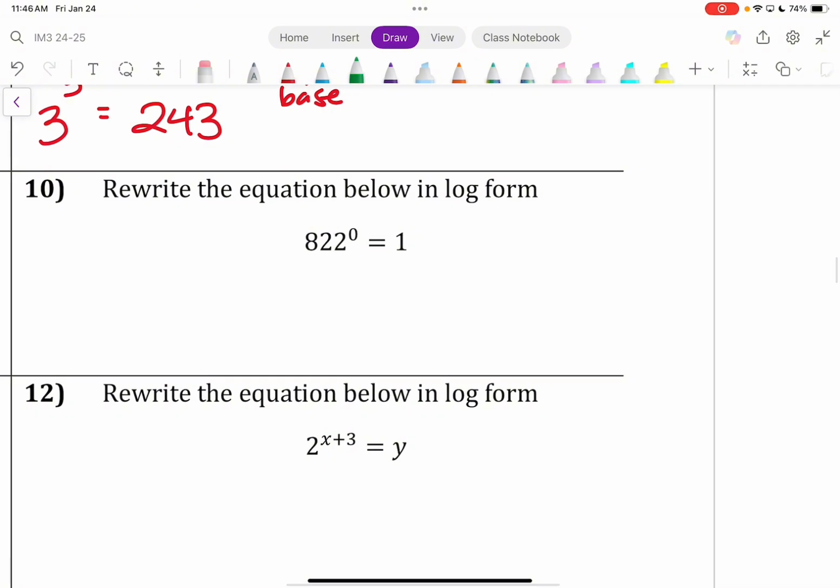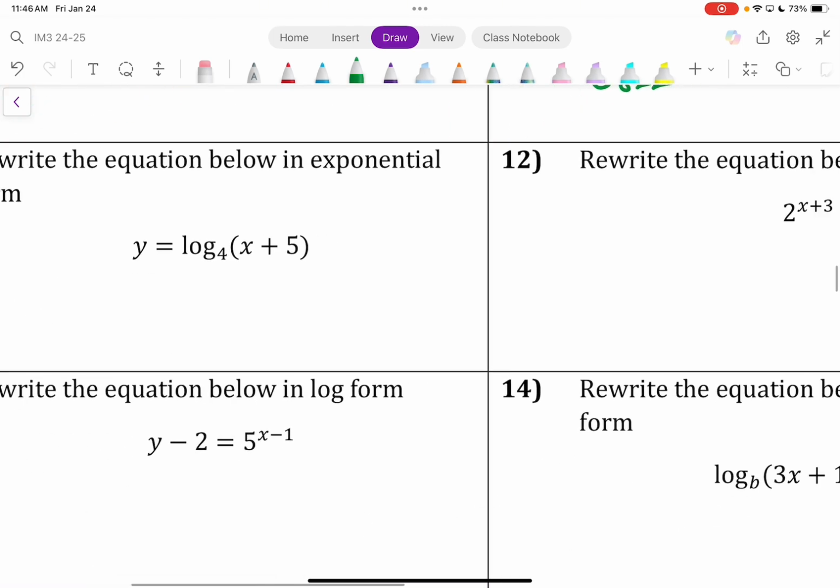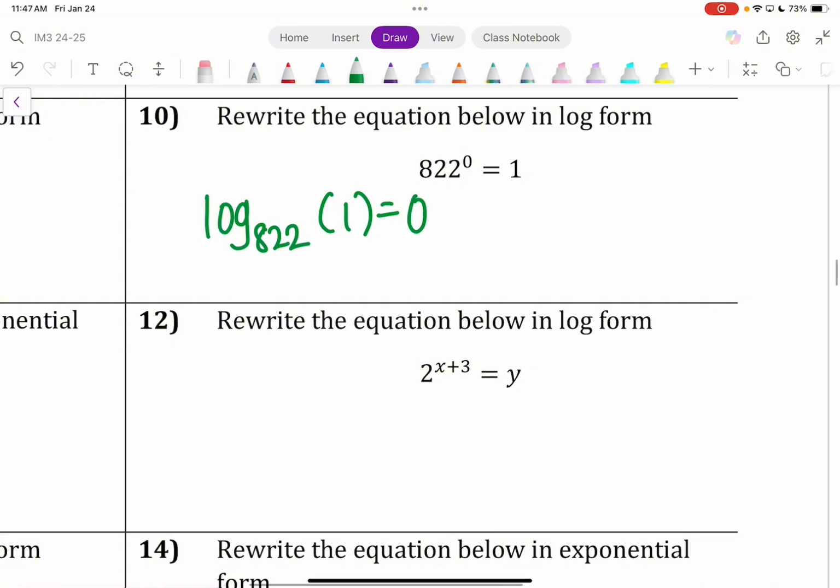Next example. I'm not going to label this one. I'm going to have you guys label this one. Let me give you guys about 15 seconds for this one, and then I'm going to call on the next person. Okay, how about I write this example? Jonathan Hernandez, how would I write this example? Excellent. Log base 8 of 1 equals 0.